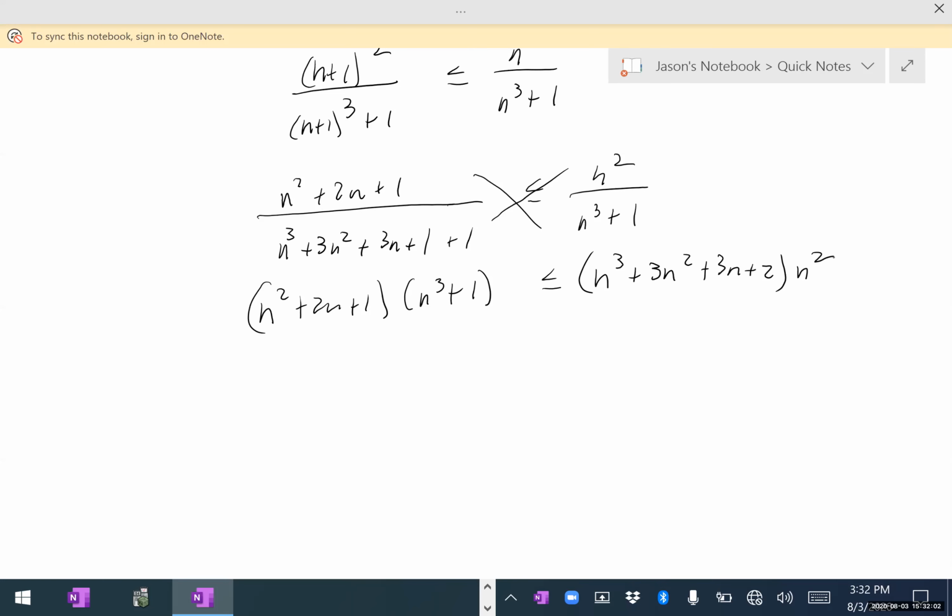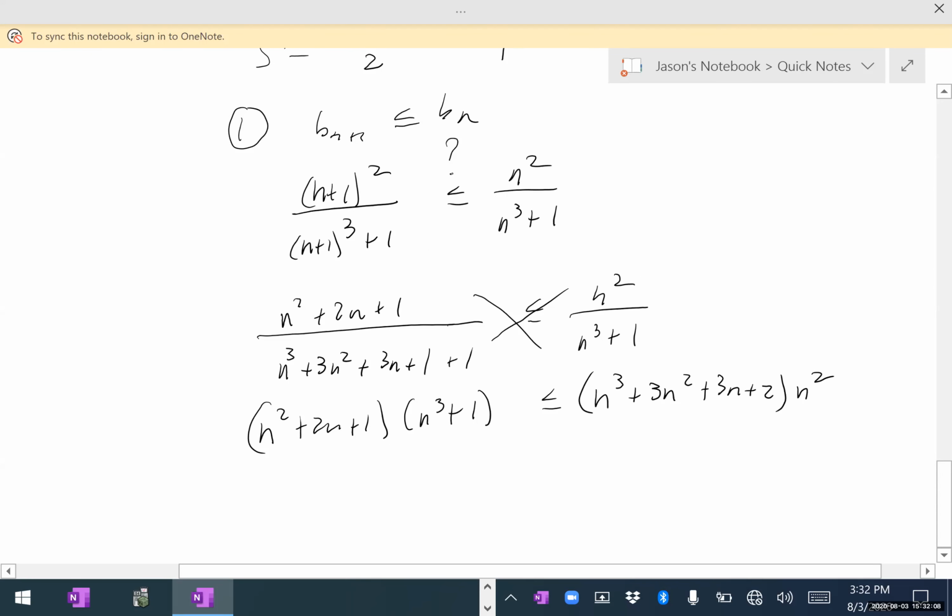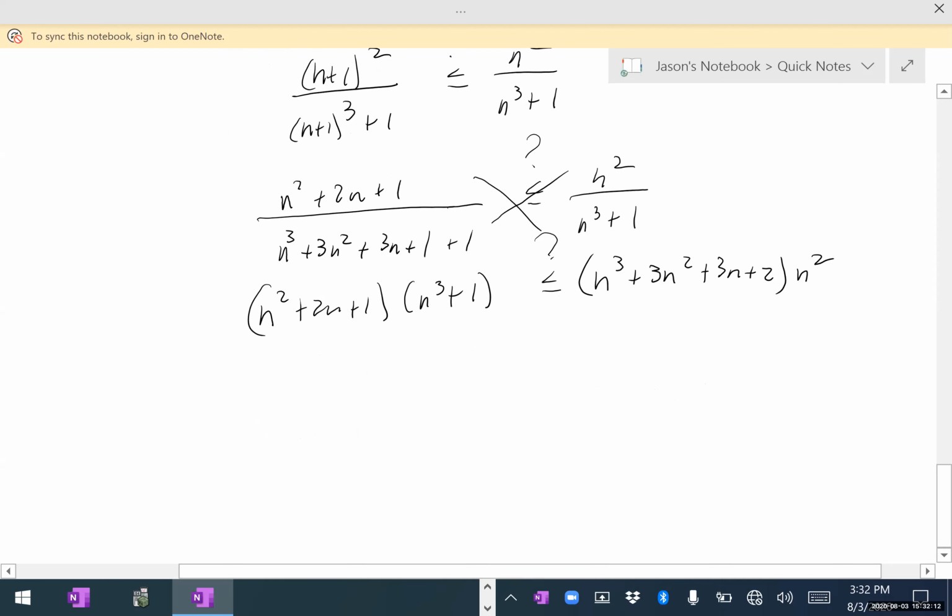Now let's FOIL this up. I just want to know, is this true? I want to put a little question mark here. Is this true? Can we prove that, can we show that this is true? Well, let's multiply this out. Let's distribute this all out.